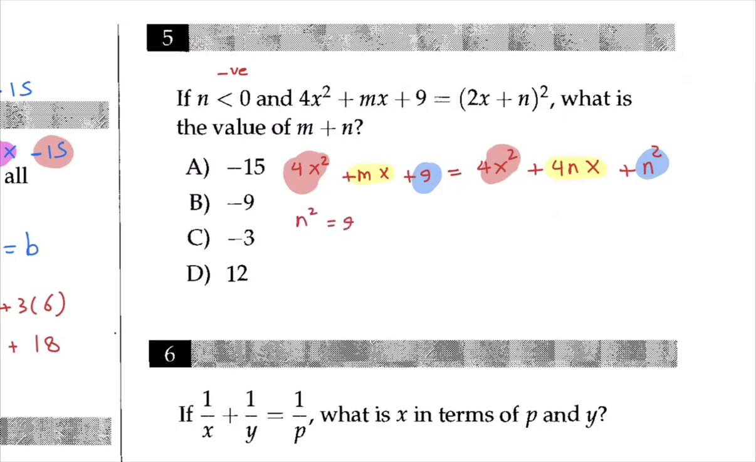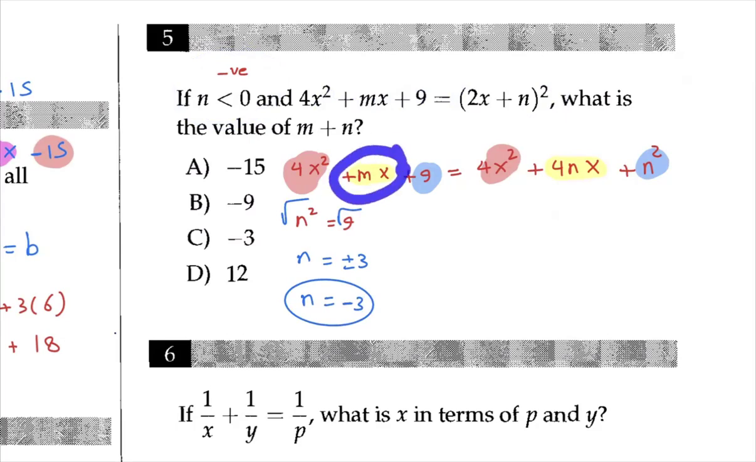And be careful, from this condition that n is less than 0, it means n is negative. I'm going to take the square root of both sides. So if you take the square root here and the square root here, n is equal to how much? Plus or minus 3. But I'm only going to consider minus 3 because of the condition for n to be only negative.